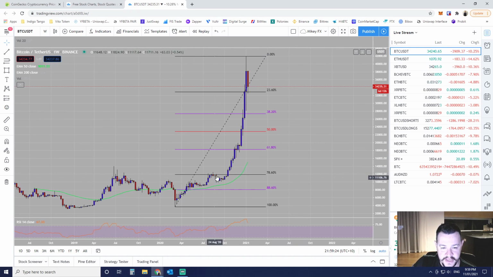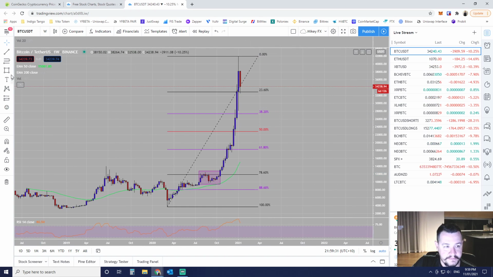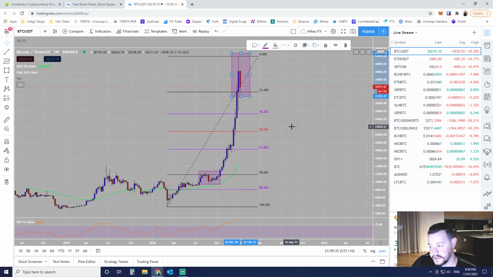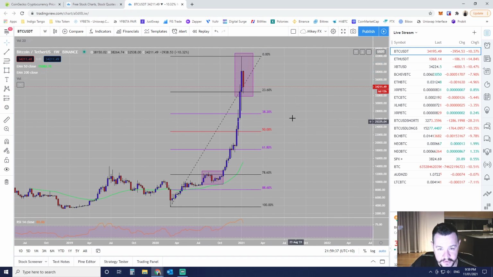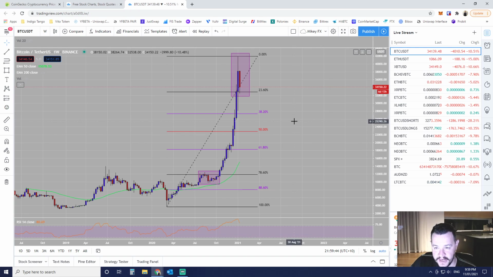This move here, I'm just going to highlight what I'm talking about, is about the same as this move here in percentage terms. So don't get freaked out because price has moved up so much. When you're looking at just the dollar value alone, you're going to think it's pulling back huge, but in percentage terms, it's a similar percentage.